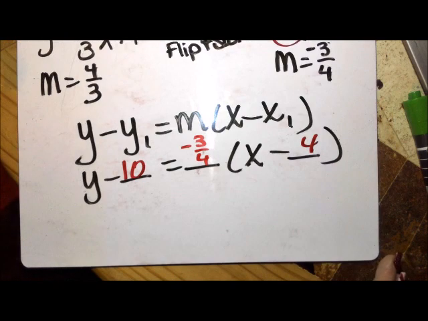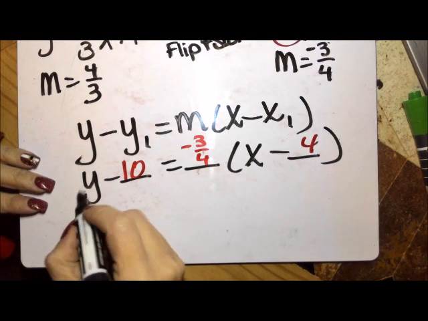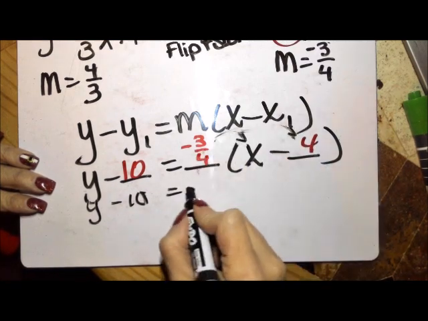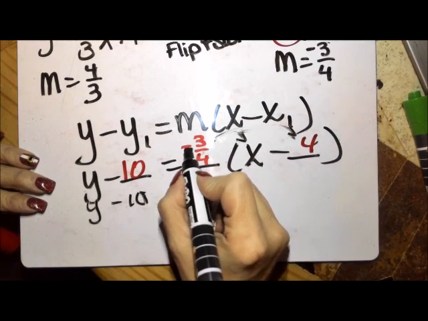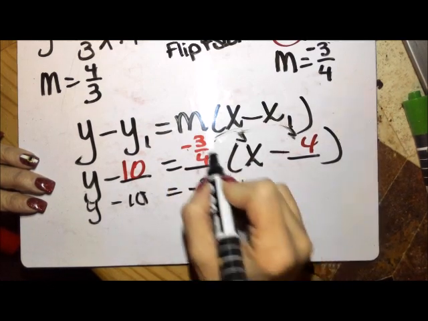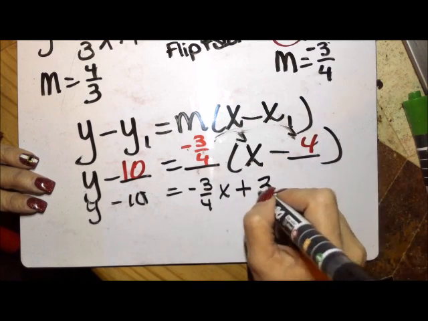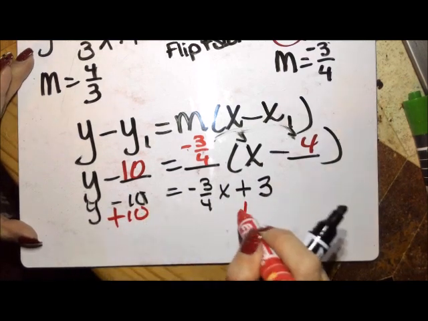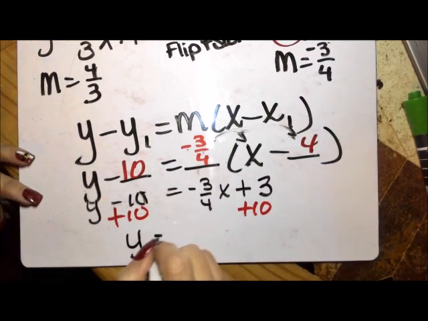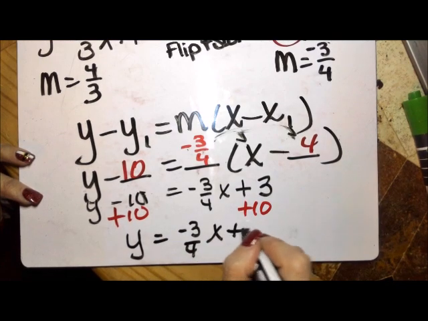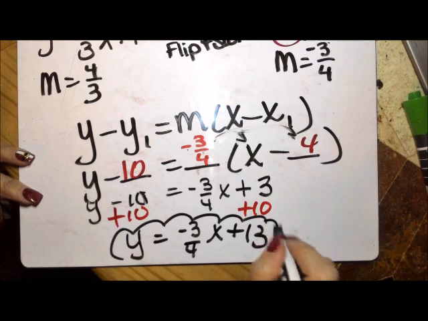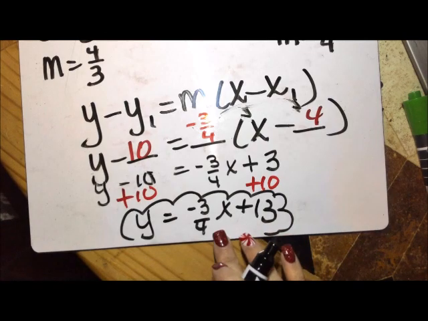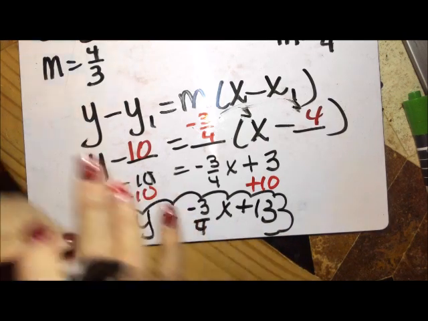Maybe you're like, oh, she did all those so fast, I don't know if I can simplify. Well, it would be y minus 10 equals, distributive property, negative 3 over 4x. Negative times a negative will be a positive. 3 over 4 times 4 is going to just be 3. I would add 10 to both sides. So y would equal negative 3 over 4x plus 13. So this line is perpendicular to this line. If I were to graph them, they would be perpendicular to each other. All right.